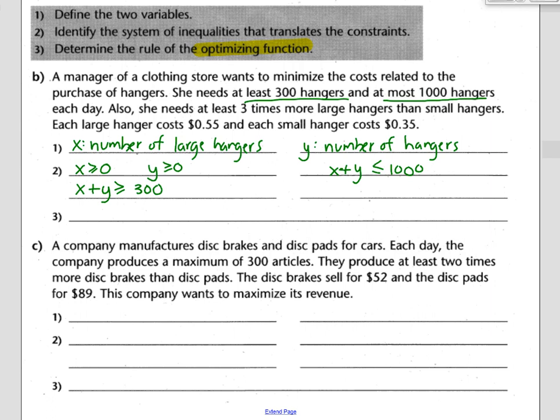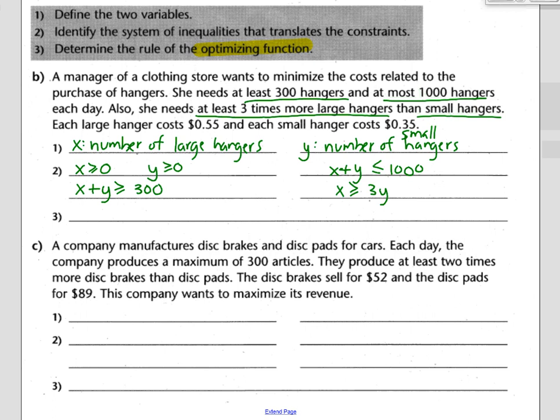And the last one is where most of you struggle. She needs at least 3 times more large hangers than small hangers. So when you think about that, do you have more large hangers than small hangers? Yes, you have 3 times more. So that means that your large hangers have to be 3 times the small hangers. Sorry, I forgot small here. And it has to be at least, so I'm going to put it like this.